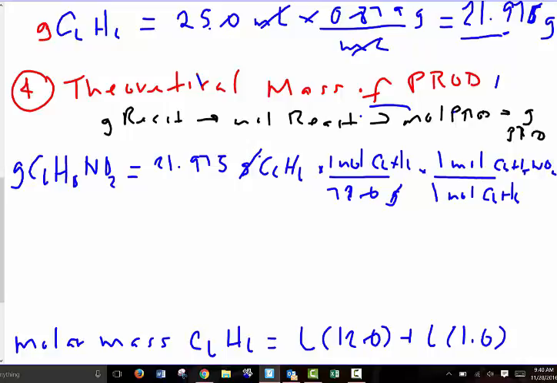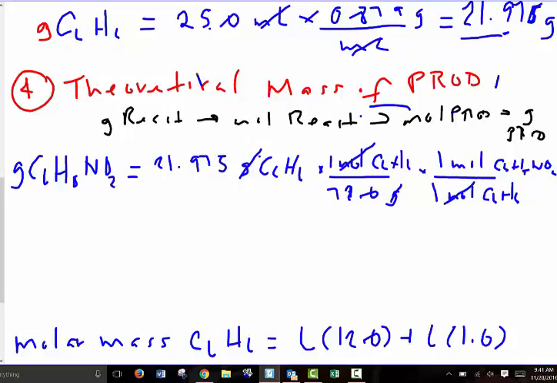Now notice that even if these weren't 1-to-1, I need to always be careful. I want to make sure that I'm canceling out moles of reactant, so moles of reactant go across in my conversion factor so that those moles of reactant cancel. Okay, now I'm in moles of my product, and finally I've got one more step to do. I'm going to do it down here.